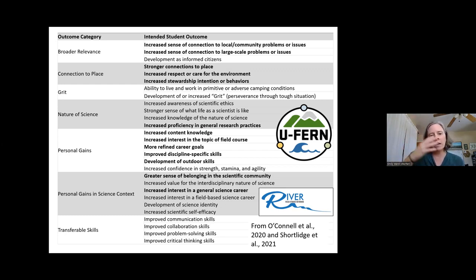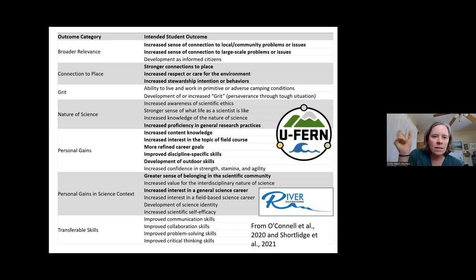And on the left-hand side of that table, it's categorizing the outcomes. So a lot of them might be interested in connecting to place, right? Kind of thinking about connections to a particular location or community. Others are looking at skill building and content knowledge, transferable skills being another. So there is some variability in what some of the field faculty are interested in achieving with their students.